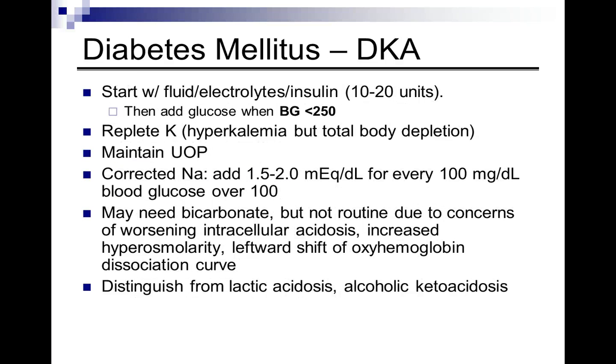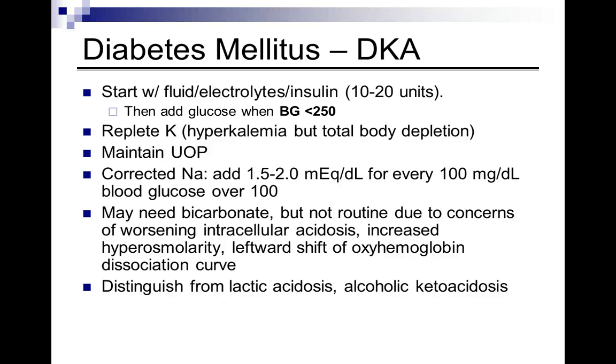The treatment for DKA starts with fluids, electrolytes, and insulin. Once blood glucose comes below 250, glucose is typically added. Potassium needs to be repleted because even though they have a serum hyperkalemia, they usually have total body hypokalemia. And as the insulin goes in, potassium will move to the cells and potassium supplementation will be needed. Urine output should be maintained.